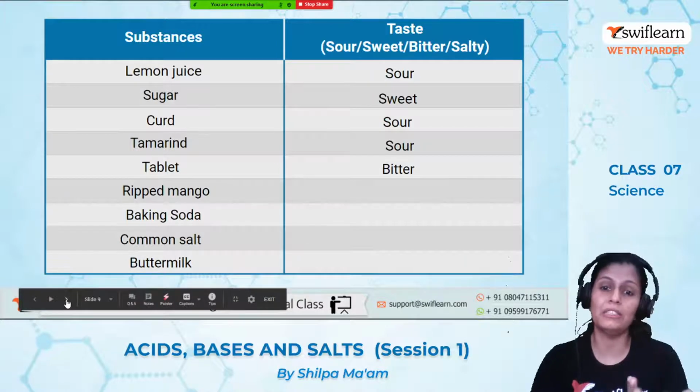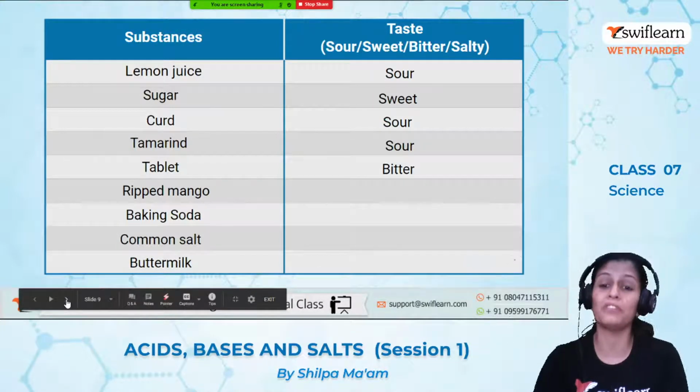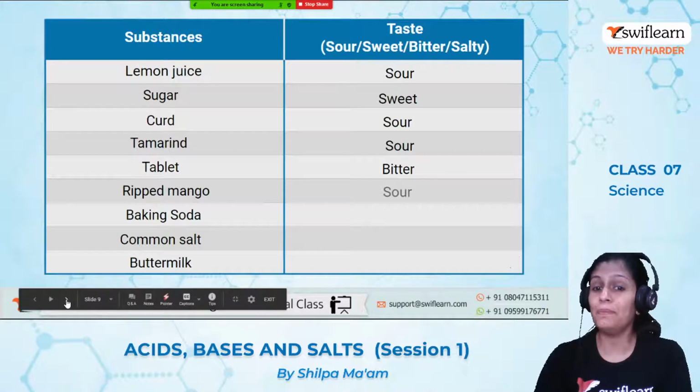I have eaten it in the morning. It is bitter in taste because I am suffering from cold. What is raw mango? It is sour in taste. Khatta, kachi keri, that is khatta in taste.